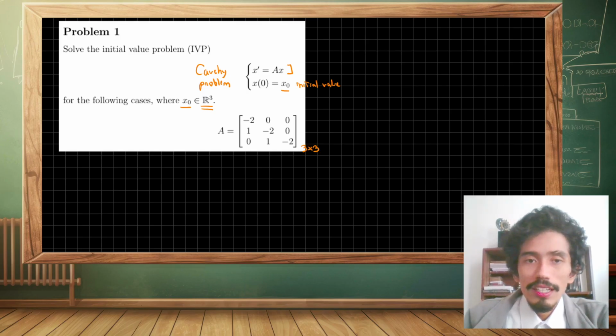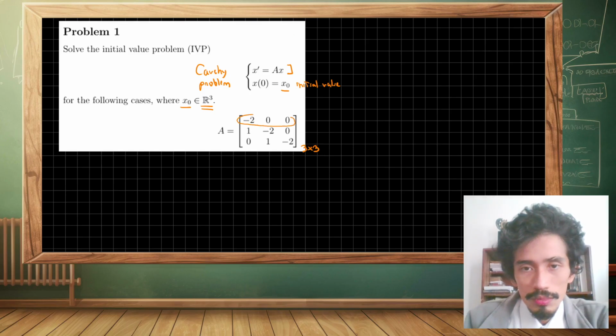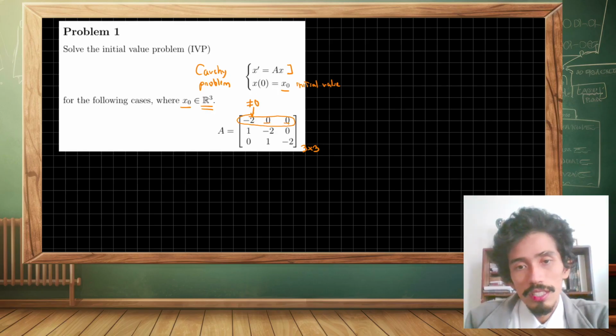Now, given the way that this matrix is defined, we see that the first column has a number different from 0 in the first entry, and the following are equal to 0. Then this means that the first equation can be solved without the exponential of a matrix. We will see this now.